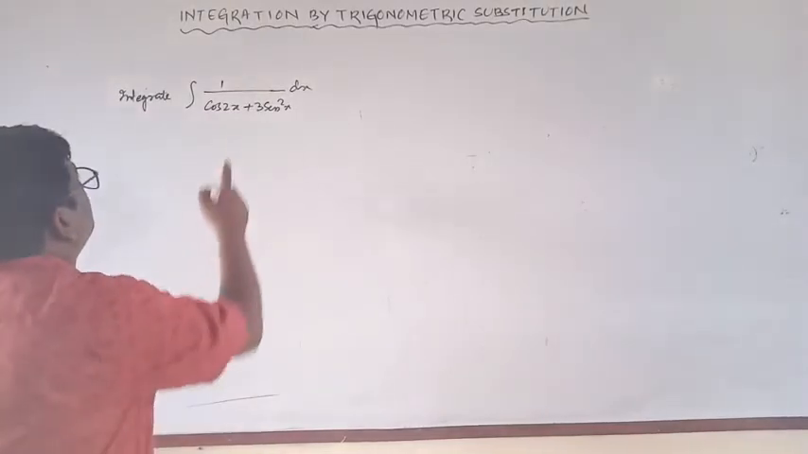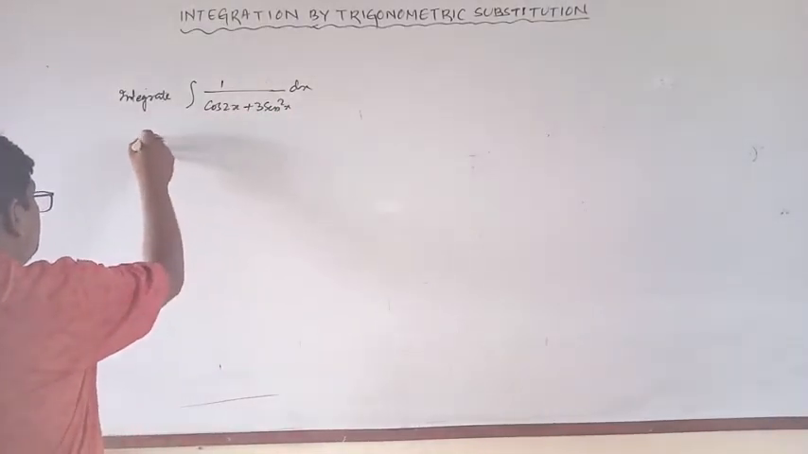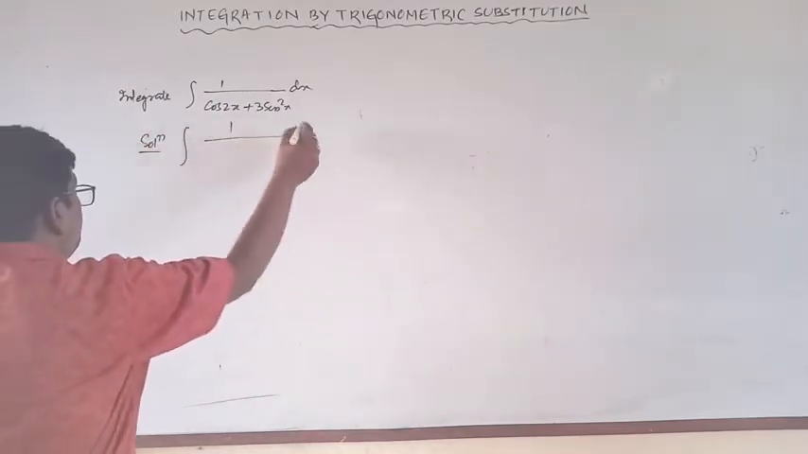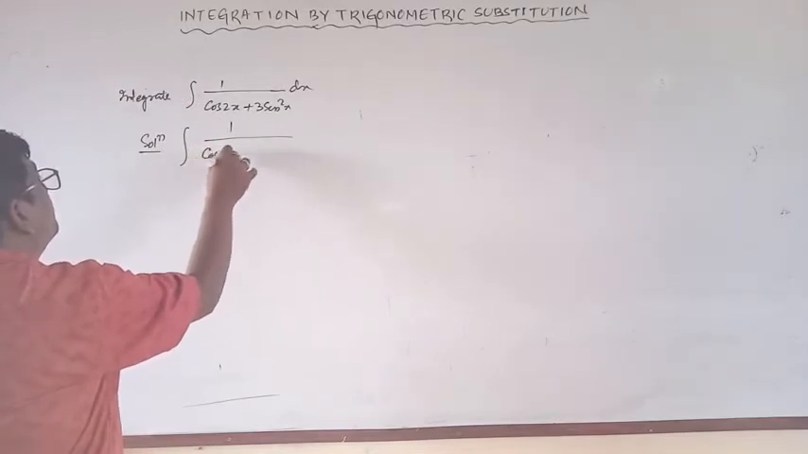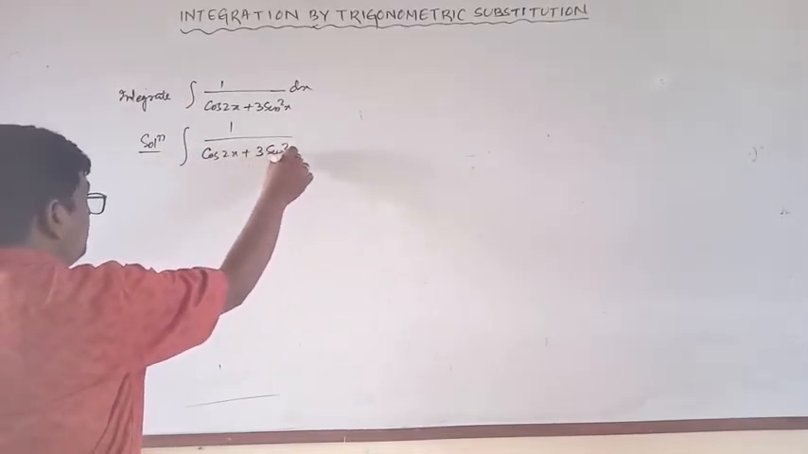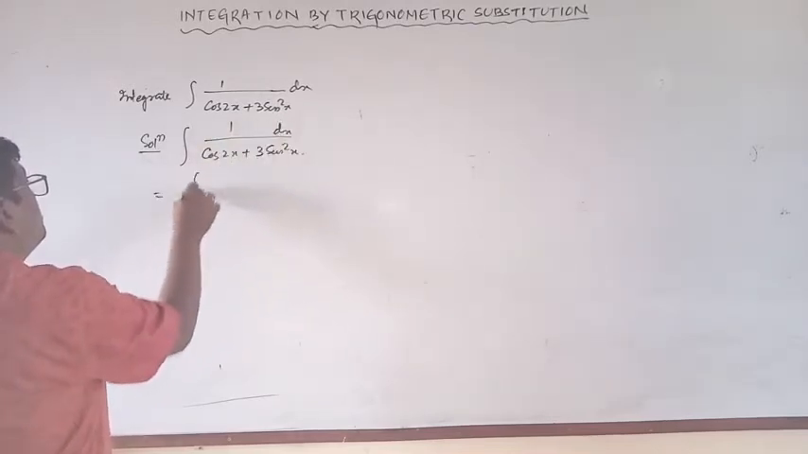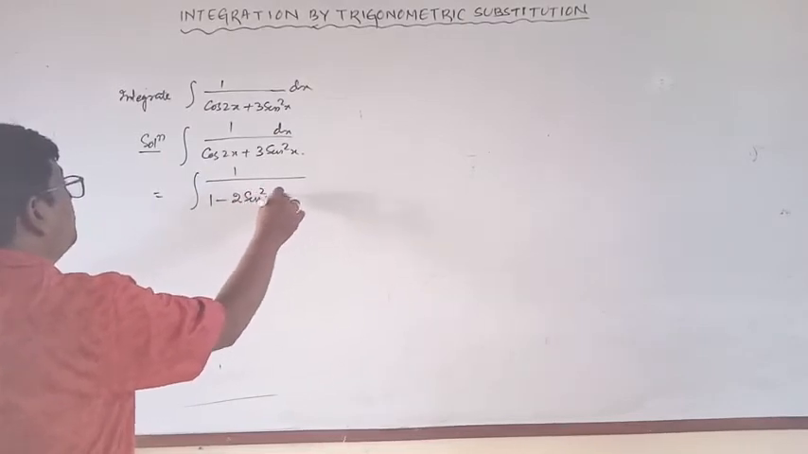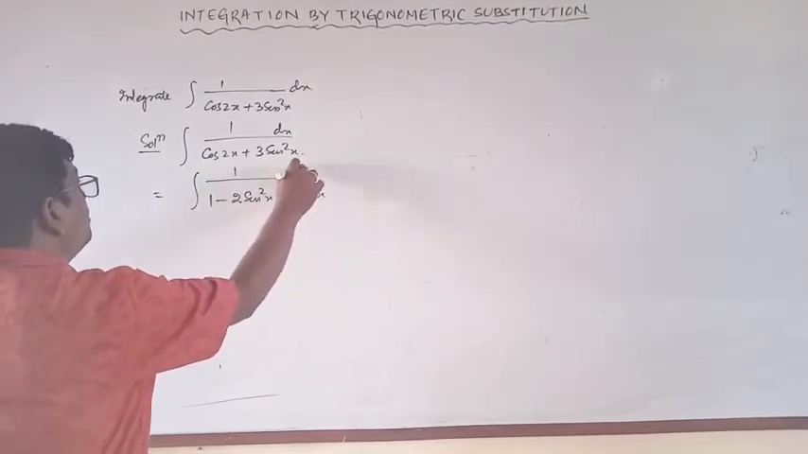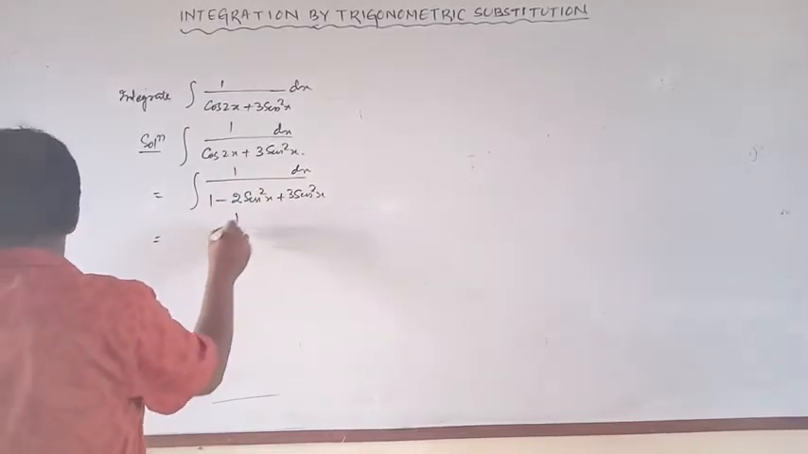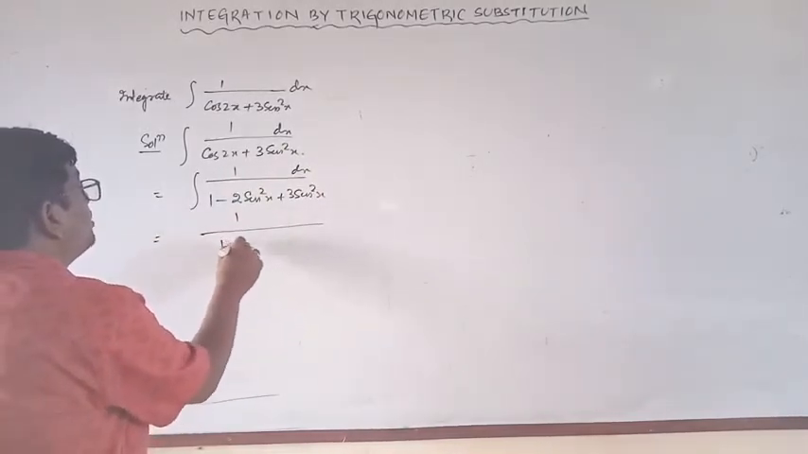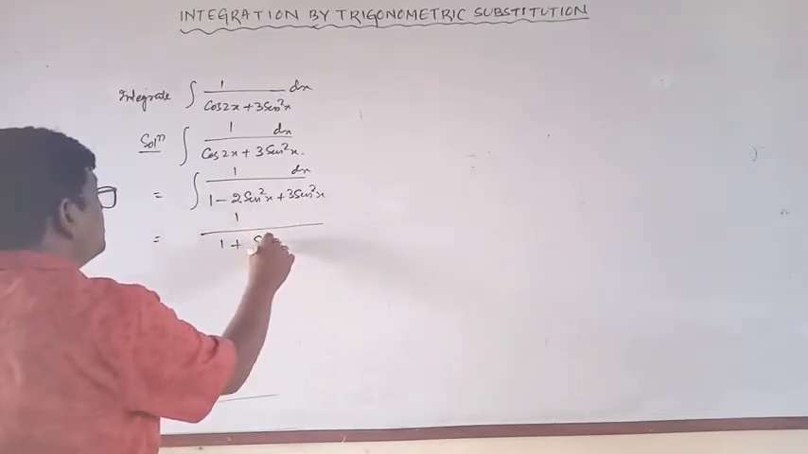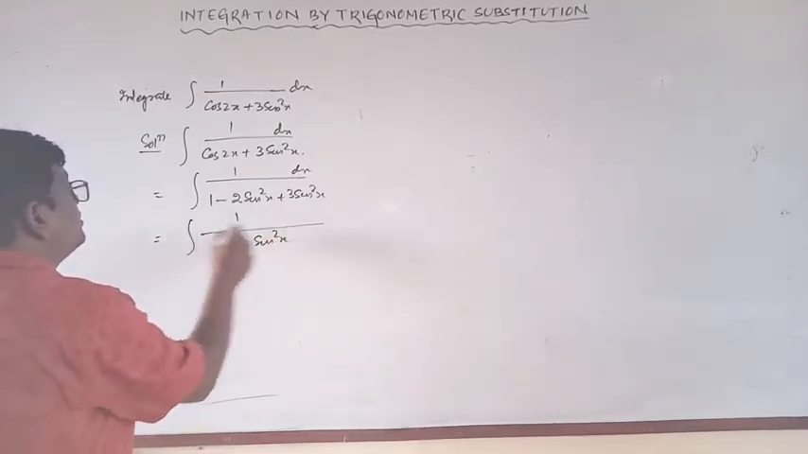Integral of 1 by cos 2x plus 3 sin square x dx. Okay. Solution is this: 1 by cos 2x plus 3 sin square x dx. So this is equal to 1 by cos 2x is 1 minus 2 sin square x plus 3 sin square x into dx. So 1 by 1 plus what? 3 sin square x minus 2 sin square x. This is sin square x. 1 plus sin square x dx.